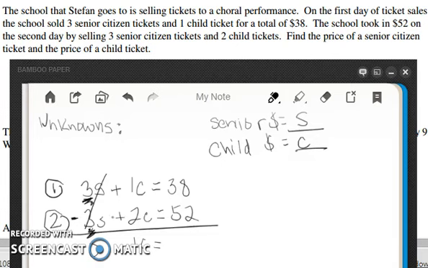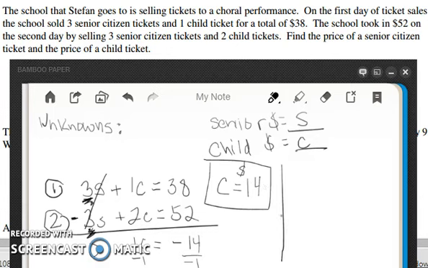And 38 minus 52. Okay, so the difference between those is actually 14. And the 52 is bigger and it's negative, so it's a negative 14. Well, I have a negative and a negative, so actually we can divide the negative 1 out on both sides. And I get C equals 14. So the child's ticket's $14 essentially.